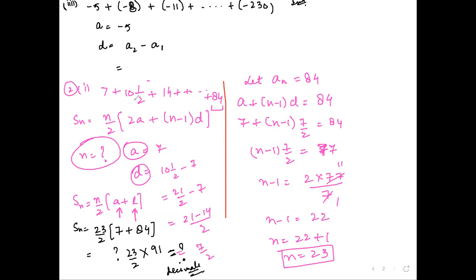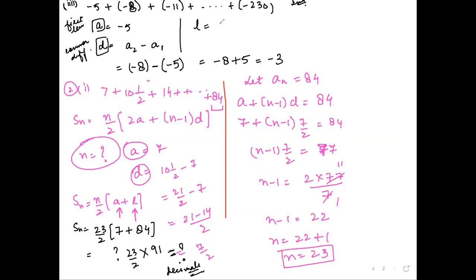Okay, so this will be minus 8, right? A2 minus A1. A1 is how much? Minus 5. So this will be minus 3, the difference, right? This is D I'm finding, the common difference. This is your first term, and please write in words also, first term, then common difference, so that you know what you're finding. So this is my common difference, minus 3. And I also know L here, which is minus 230.